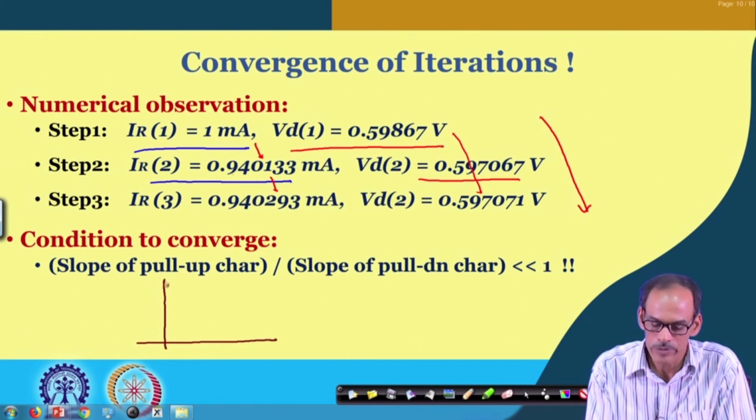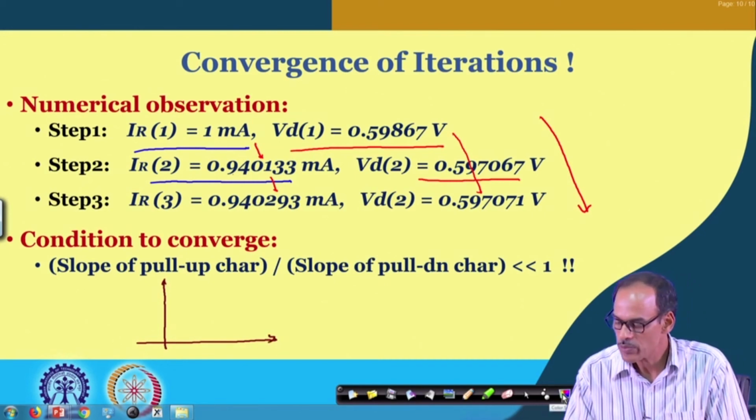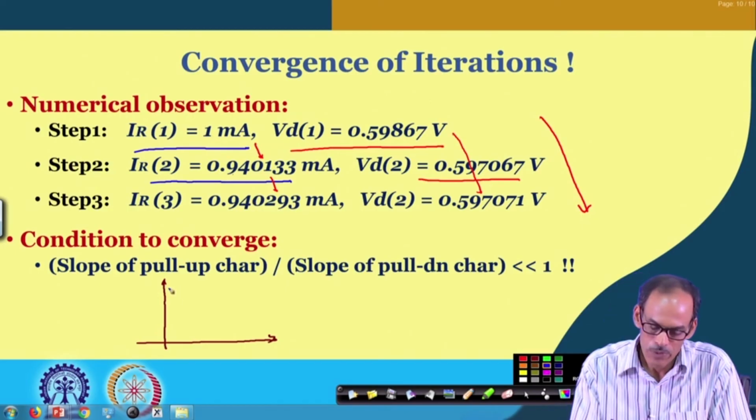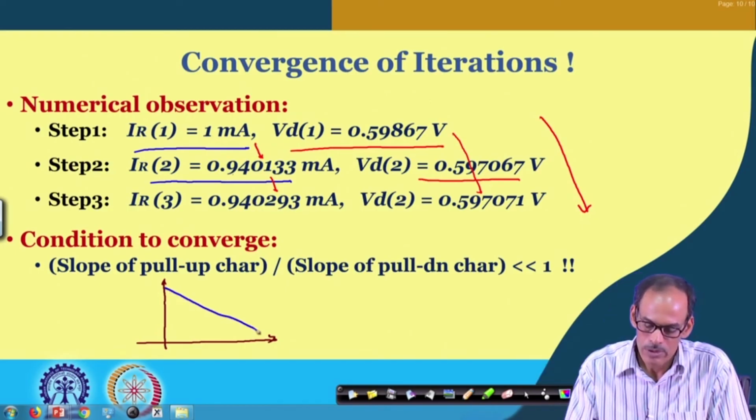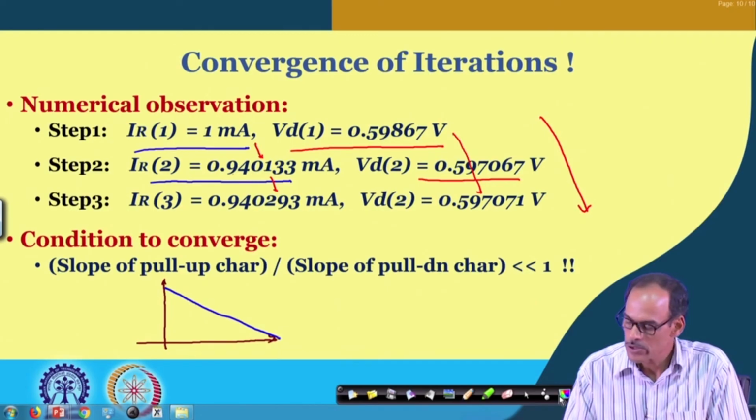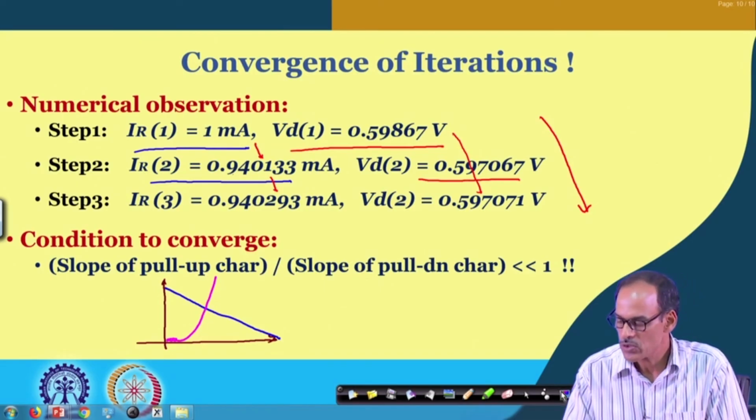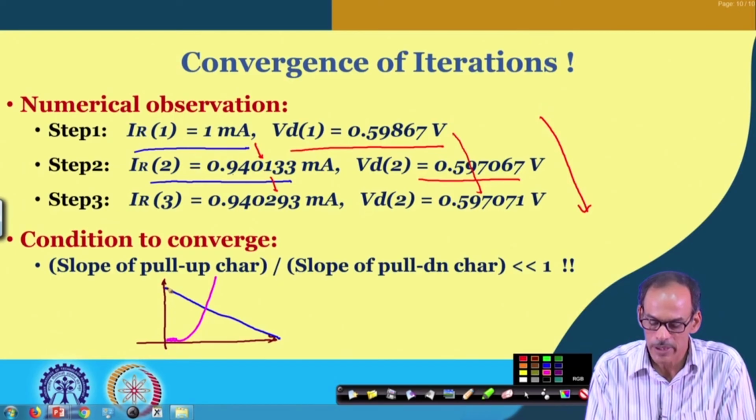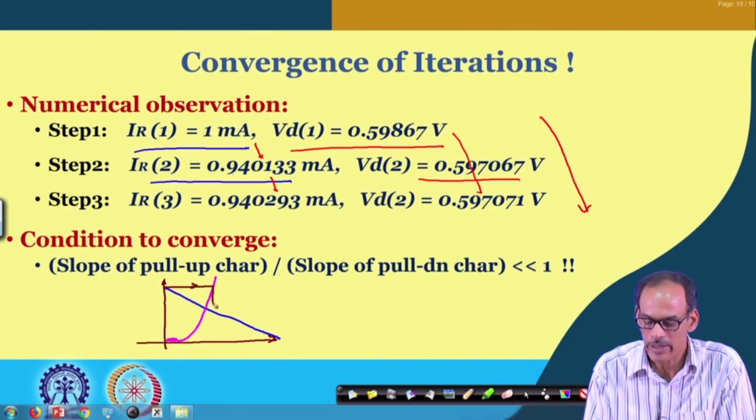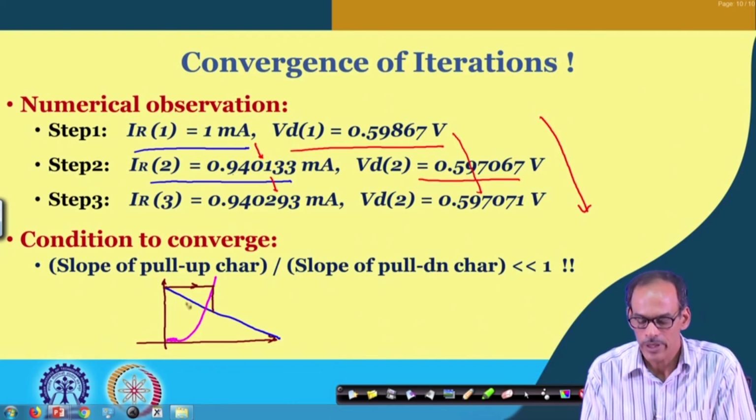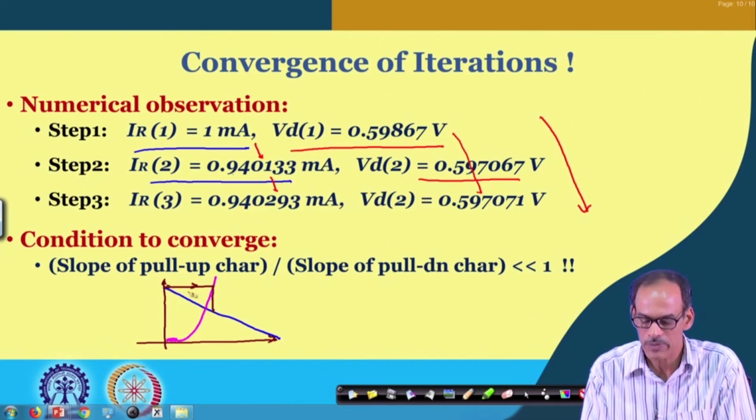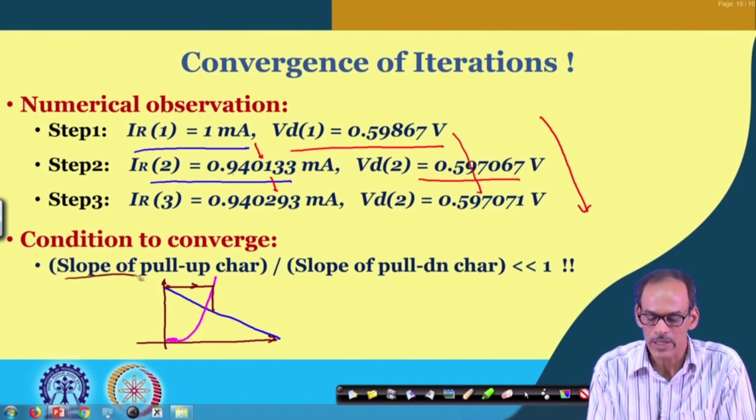Interestingly, the way we have moved from the pull up characteristic to the pull down characteristic, and their nature, is helping us. Let me illustrate what it means. While you are moving in this direction and then coming back here, we are converging to this point. In fact, if you see this shift and this shift, and take the ratio, that is nothing but the slope of the pull up characteristic.